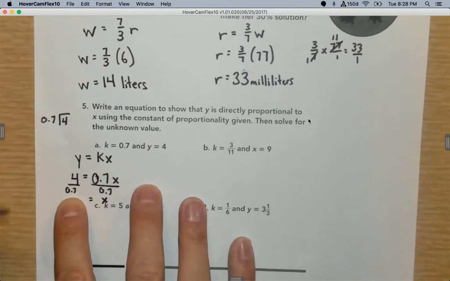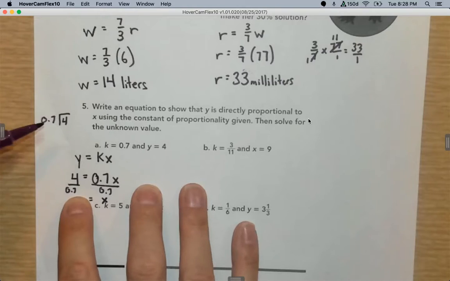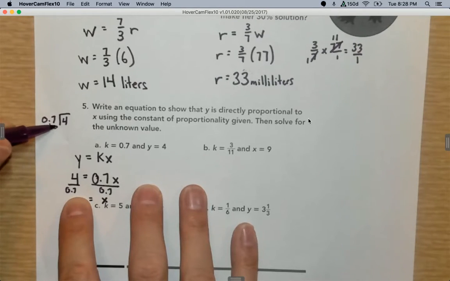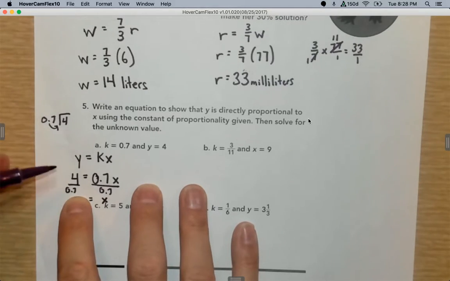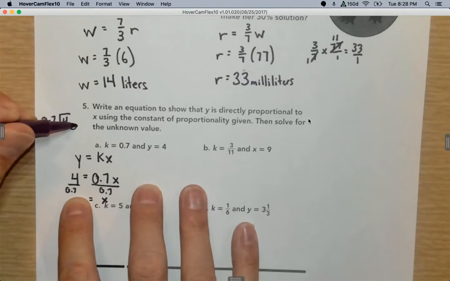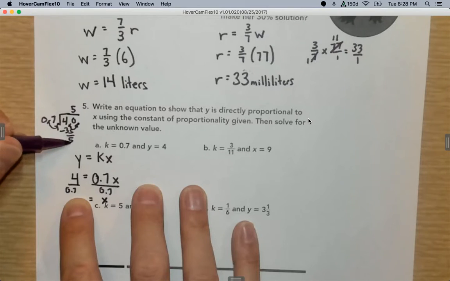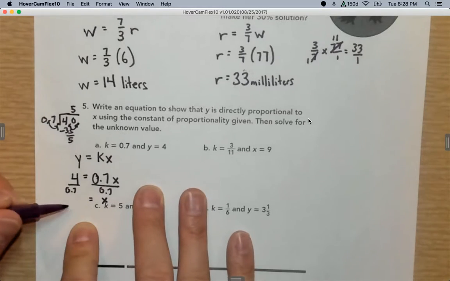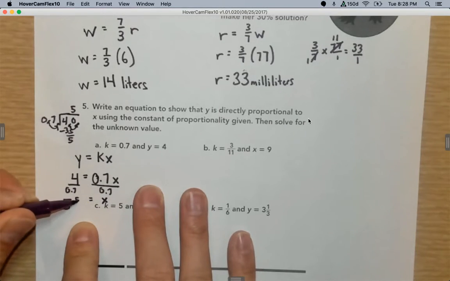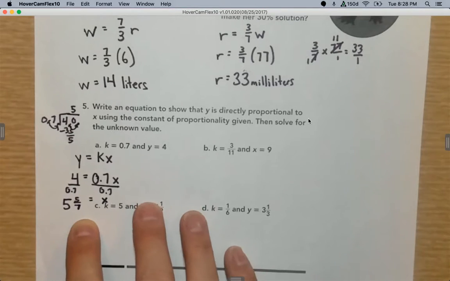When I do this, I have to multiply this by 10, and 4 multiplied by 10 is 40, so this moved over 1, and then this moved over 1. I add the 0 for the empty jump. 7 fits into 40 5 times. 5 times 7 is 35. 40 minus 35 is going to be 5. So I get 5 and 5/7 is equal to x in this situation.